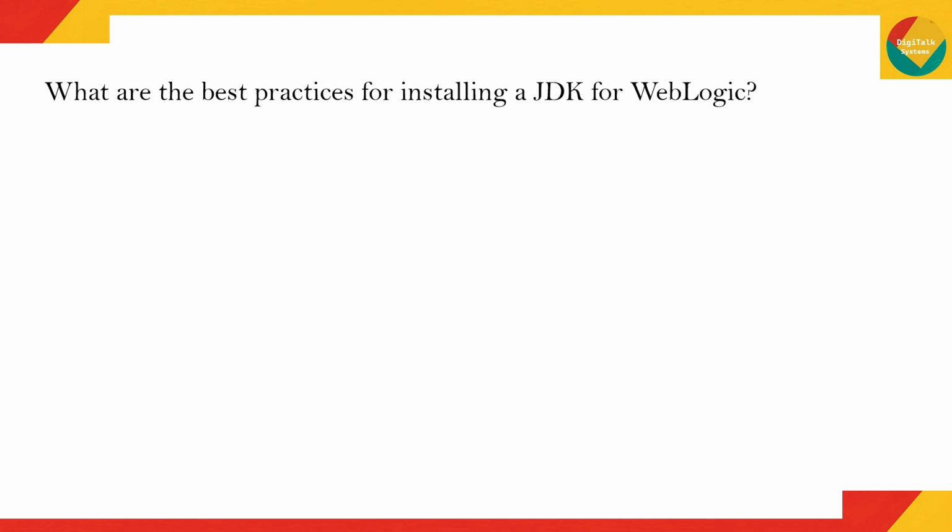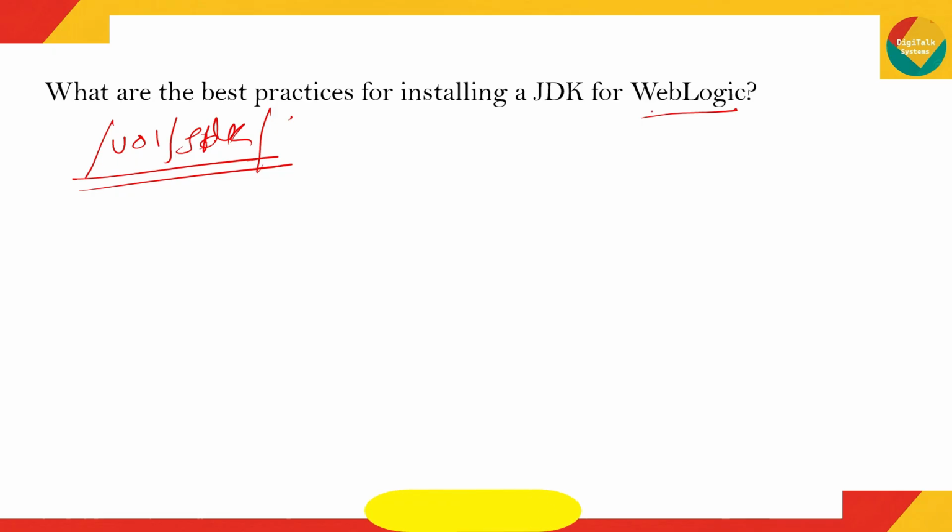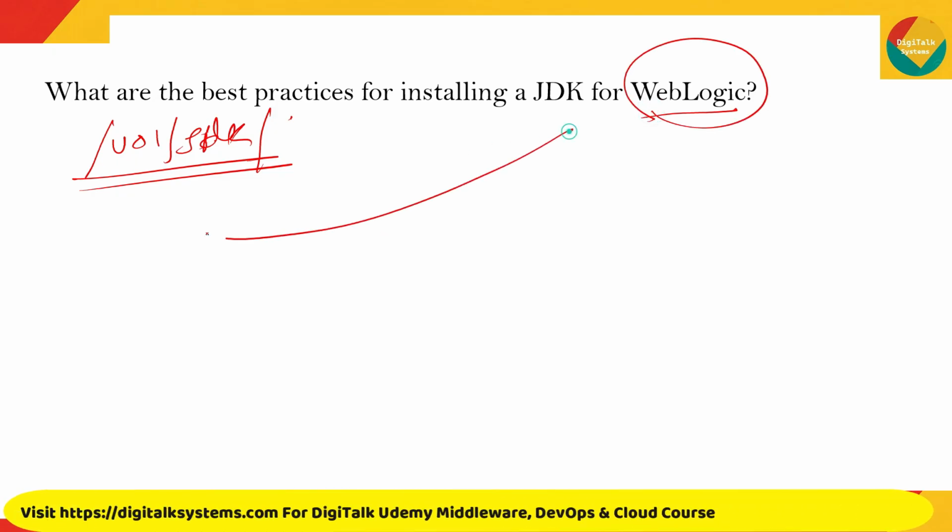What are the best practices for installing a JDK for WebLogic? When we install the WebLogic server, we need to install the JDK prior to that, because the JDK which we have installed is going to be referred by your WebLogic server. Suppose I have installed the JDK in u01, like this one. When we install the WebLogic, I will specify this location, right?